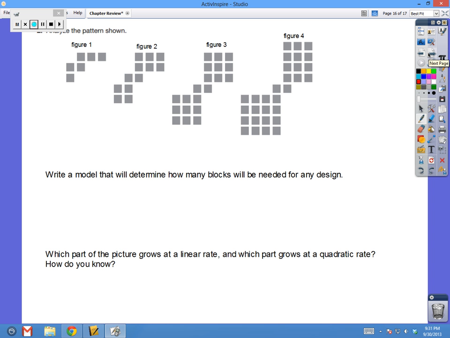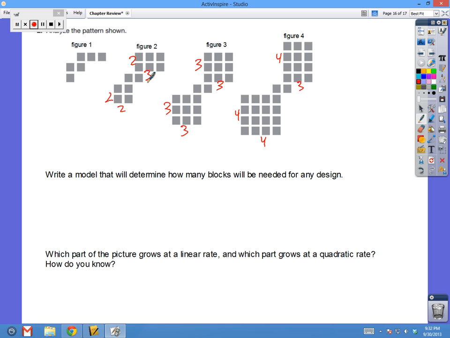Alright, write a model that's going to figure out how many blocks you're going to need for any design. So figure 4. The dimensions. Figure 4 is going to be a 4x4 on the bottom, and it looks like it's going to be a 4x3 on top. Figure 3 is a 3x3 on the bottom, and it's a 3x3 on the top. Figure 2 is a 2x2 on the bottom and a 2x3 on top.